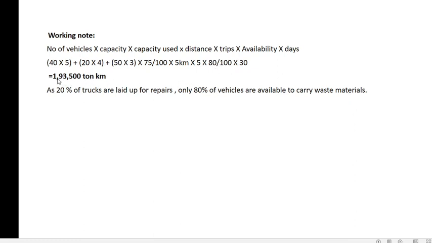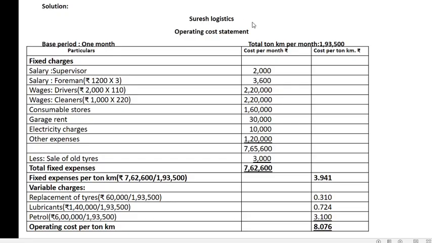The total ton kilometer is 1,93,500 ton kilometer. Total ton kilometer per month is 1,93,500. Now we come to the other charges.